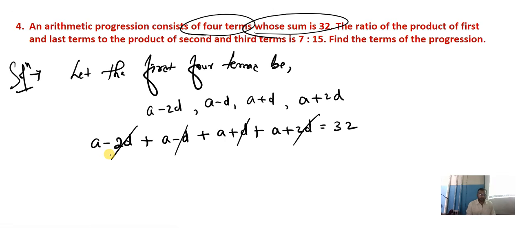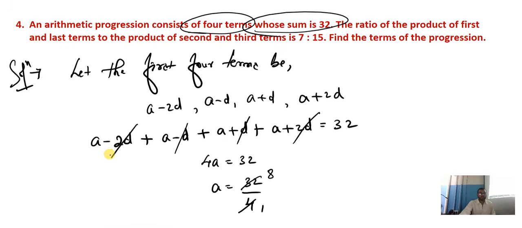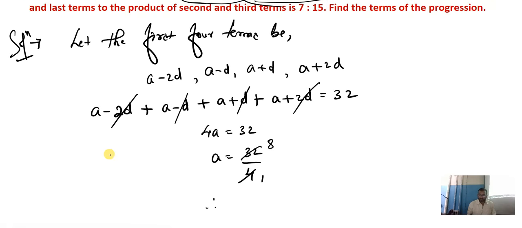Now left out is 1a plus 1a, 2a, 3a, 4a. 4a is equals to 32. A is equals to 32 by 4. 4 1 the 4. 4 8 the 32. Any doubts? No, sir. Understood the problem? Yes, sir. Now we can say that the value of a is 8. We got. Now what is the second condition they have given here?